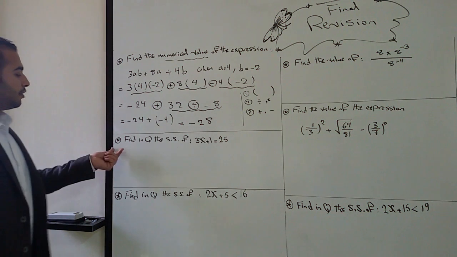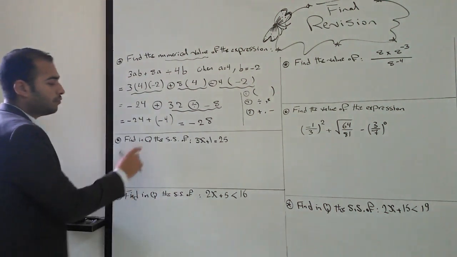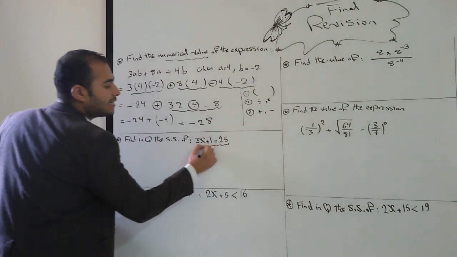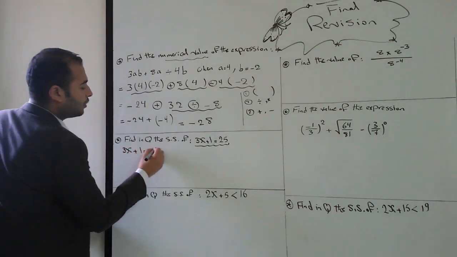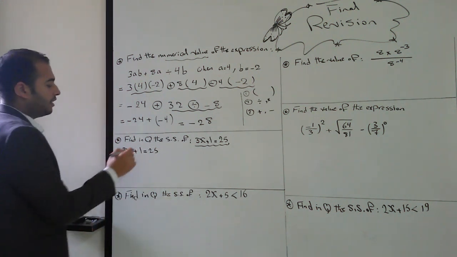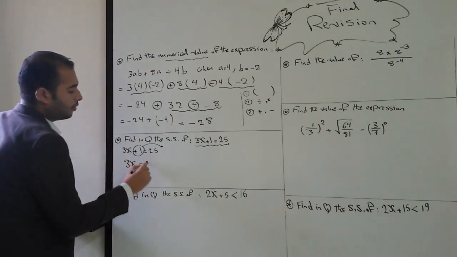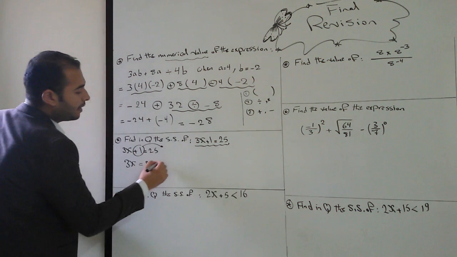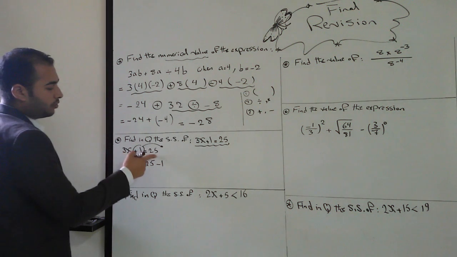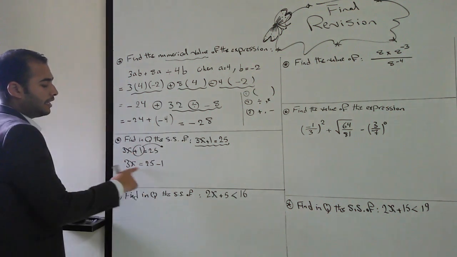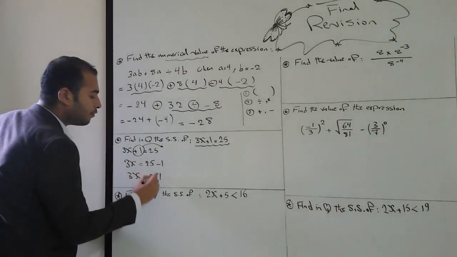Here, number 2, find in the rational number the solution set of 3x plus 1 equals 25. First, 3x plus 1 equals 25. I want x alone, so plus 1 will move to the opposite side by the opposite operation, which will be minus 1. Then 3x equals 25 minus 1, which equals 24.